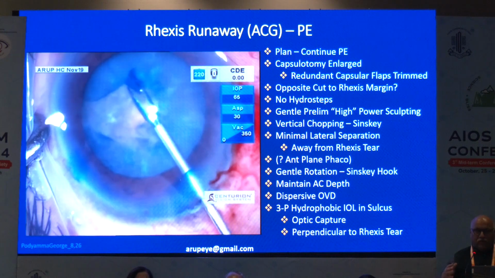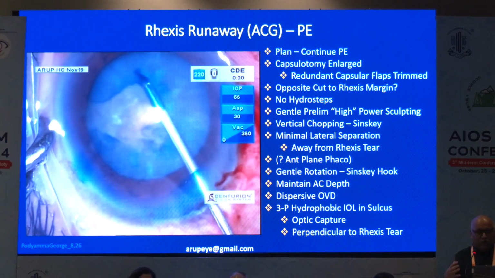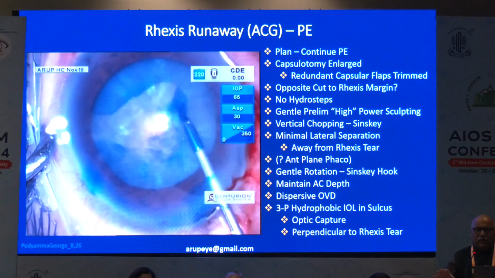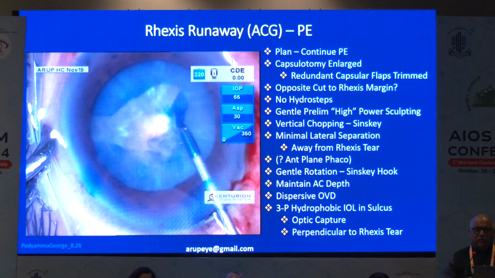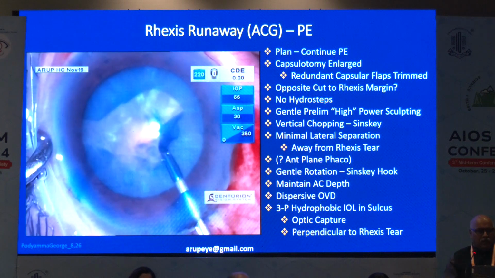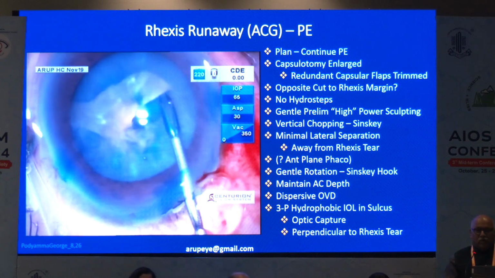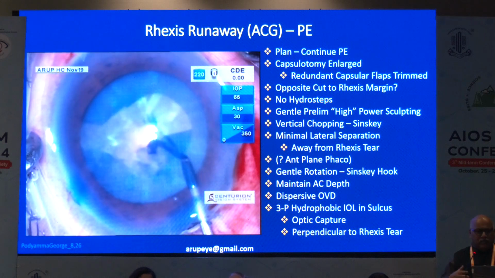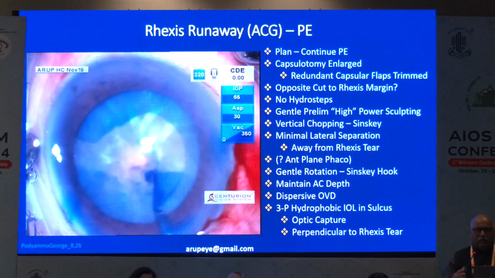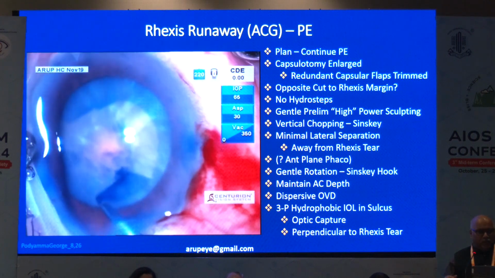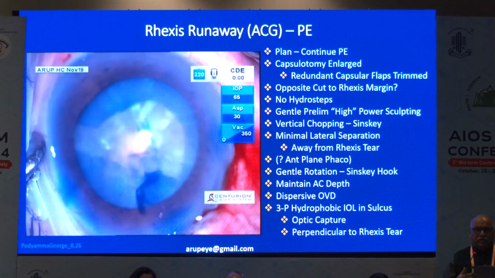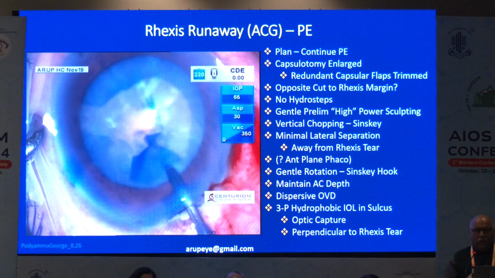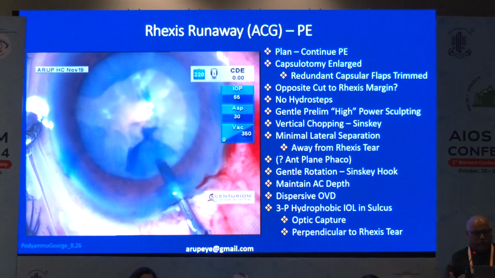So the lens matter in the bag was decompressed further by bimanual irrigation aspiration. As I've just mentioned, I would require a larger opening to manipulate the lens matter. Because if it is small, when you perform phacoemulsification, the fluidics and turbulence that build up are again detrimental to the rexis tear that has happened. The downside of this strategy is you have too big a capsular opening, and there's one run away to the periphery, and maybe I'll just finish up in a minute or so.